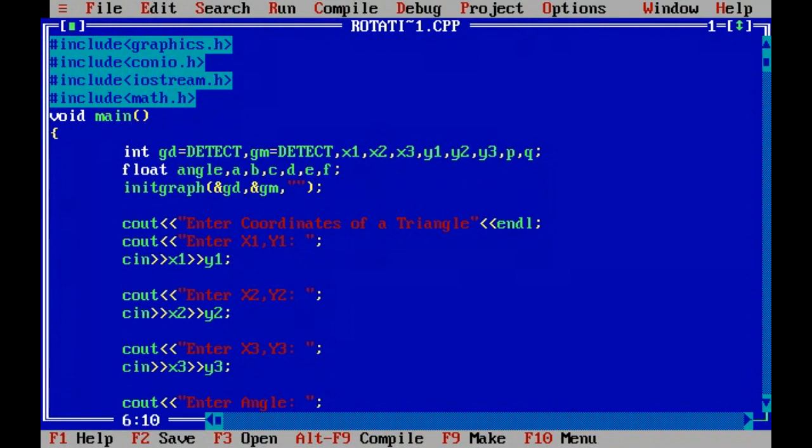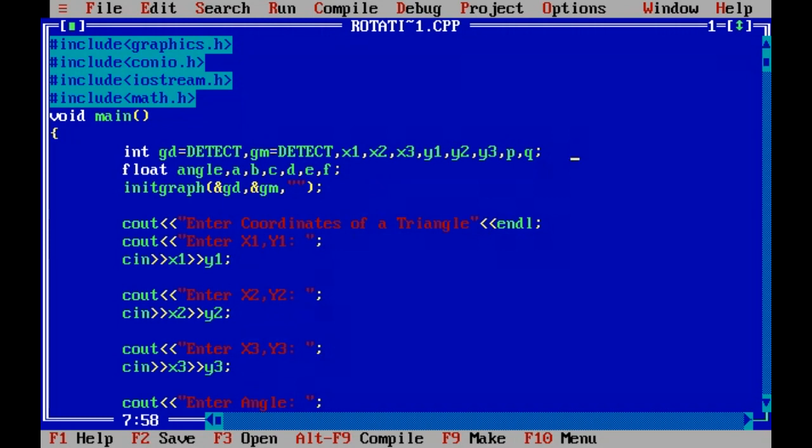And the main method is there. In the main method, we have initialized the graphics. GD is equal to detect, GM is equal to detect, X1, X2, X3, Y1, Y2, Y3. So what I'm taking here is a triangle. I'm taking a triangle. For a triangle we require 3 points, that is A, B, C, or we can say X1, Y1, X2, Y2, and X3, Y3. Then P and Q.